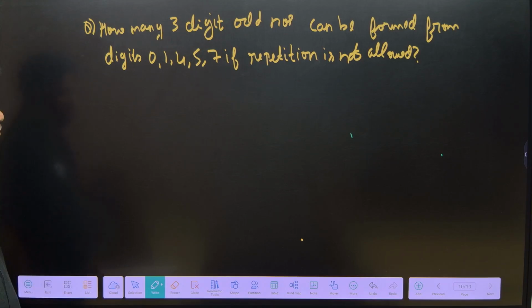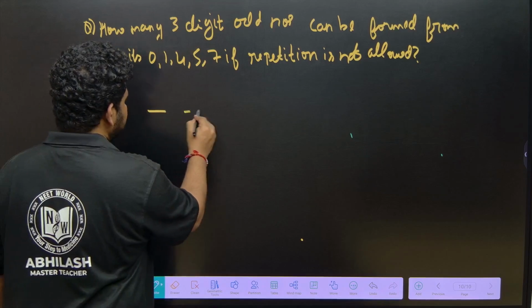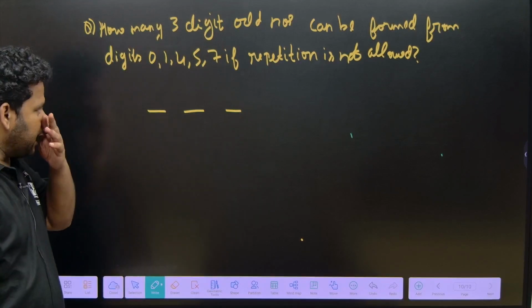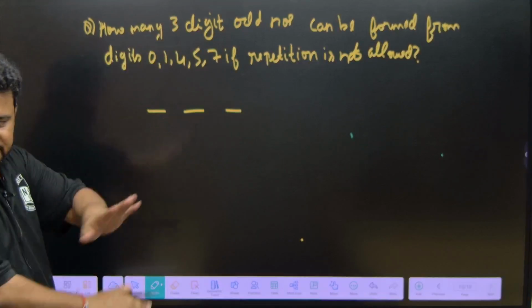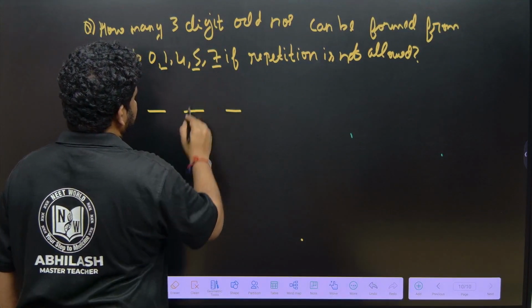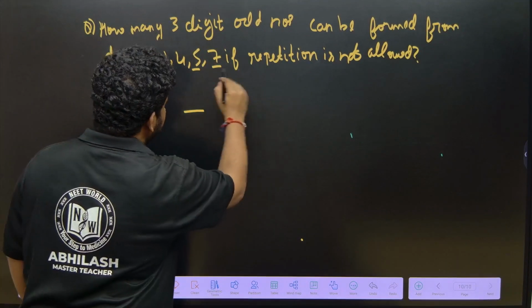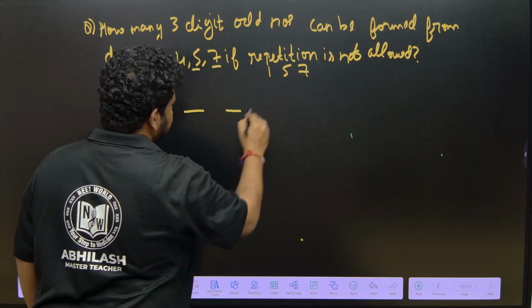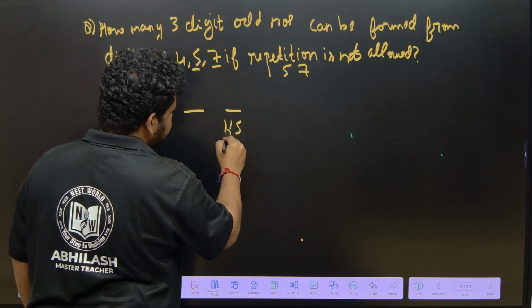So 3 digit numbers, that is 1, 2, 3. Correct? Odd numbers means definitely it should not end with 0, so I cannot write 0. So what are the odd digits here? 1, 5, 7. Correct? Here it can be 1, or 5, or 7.